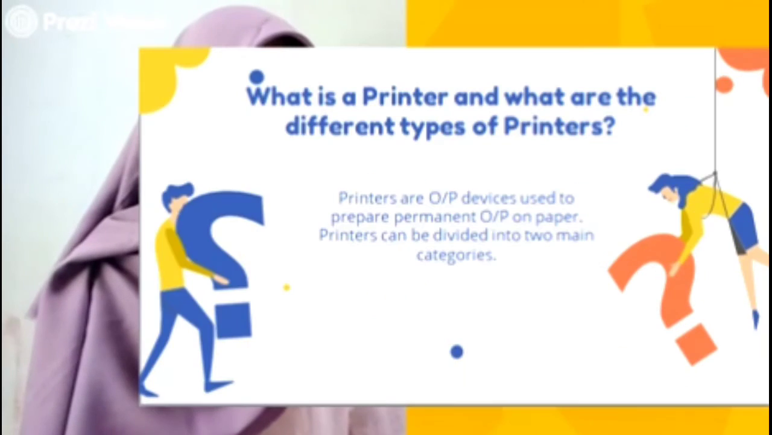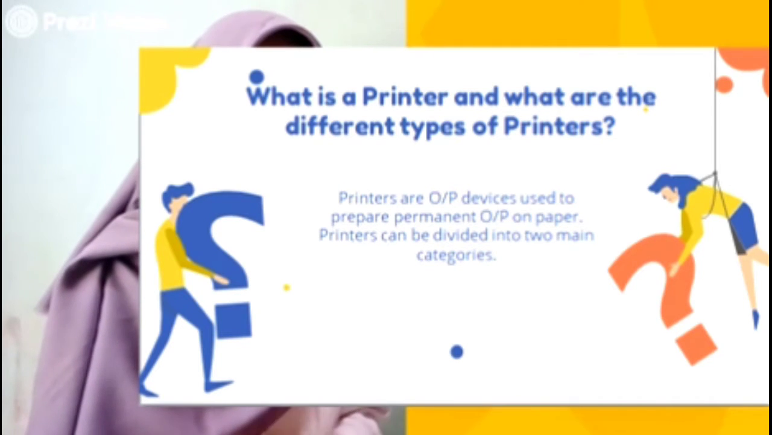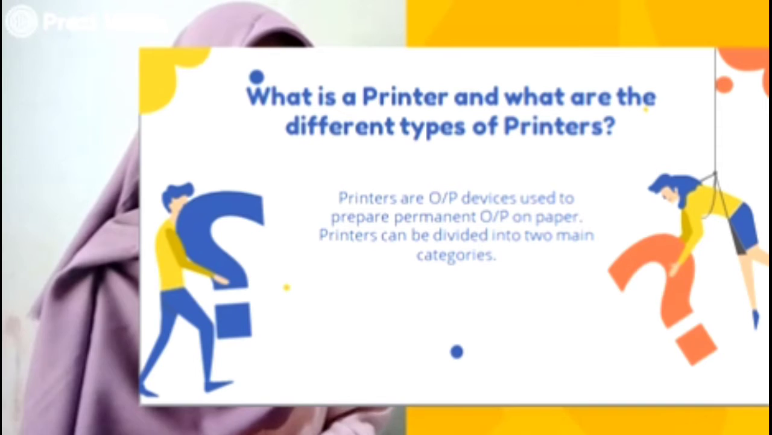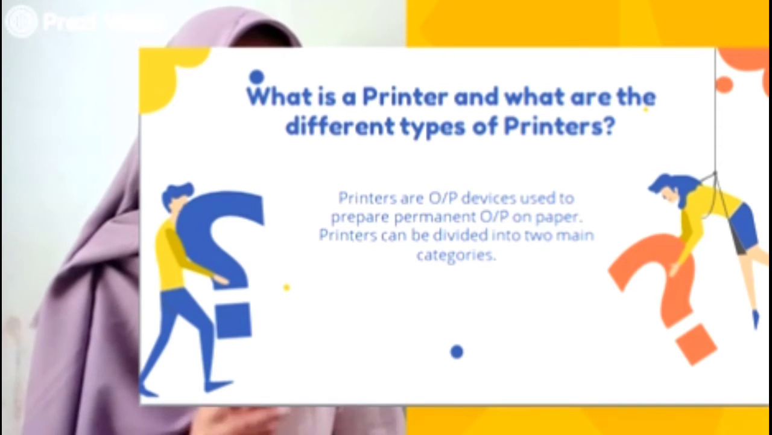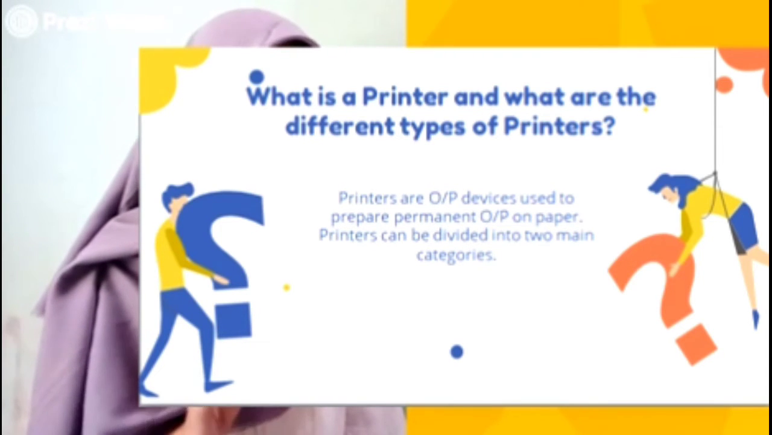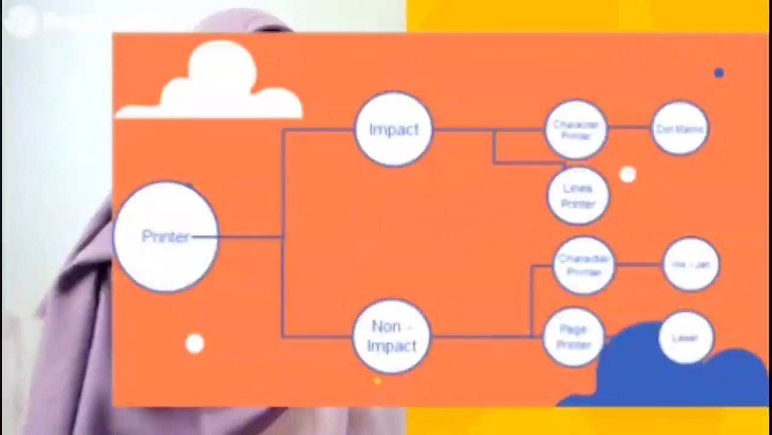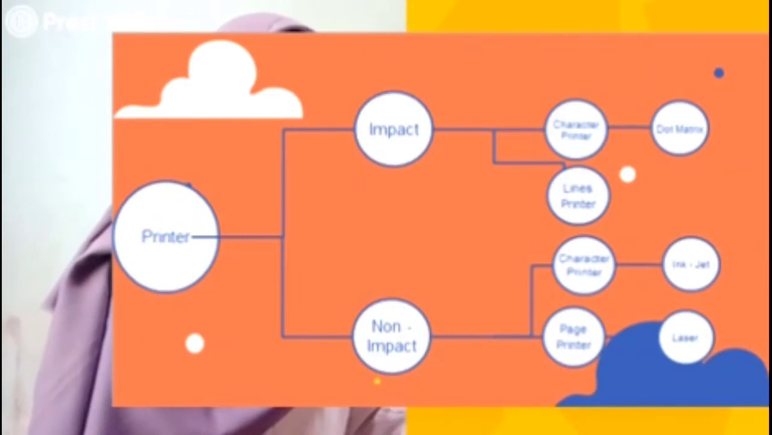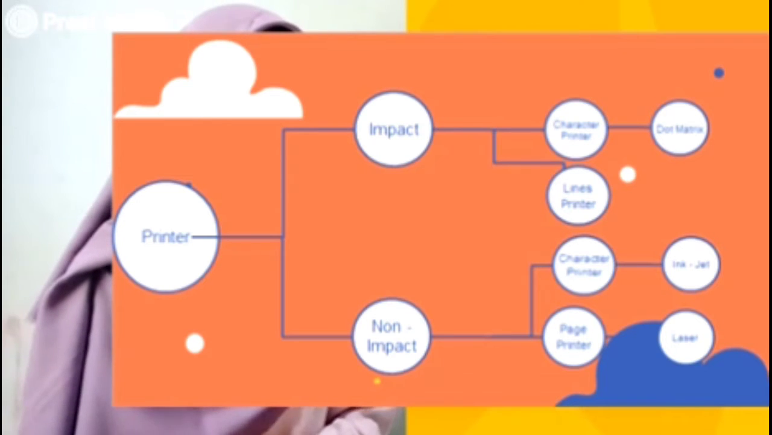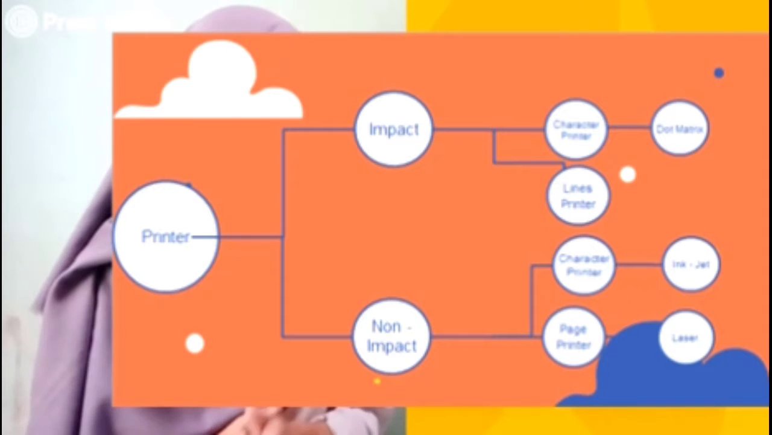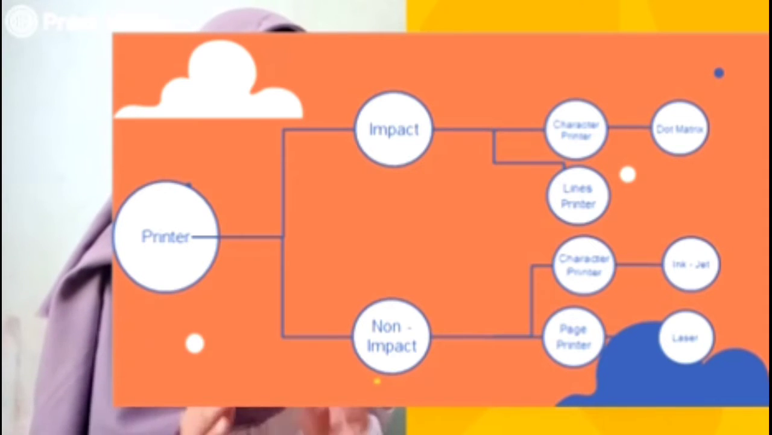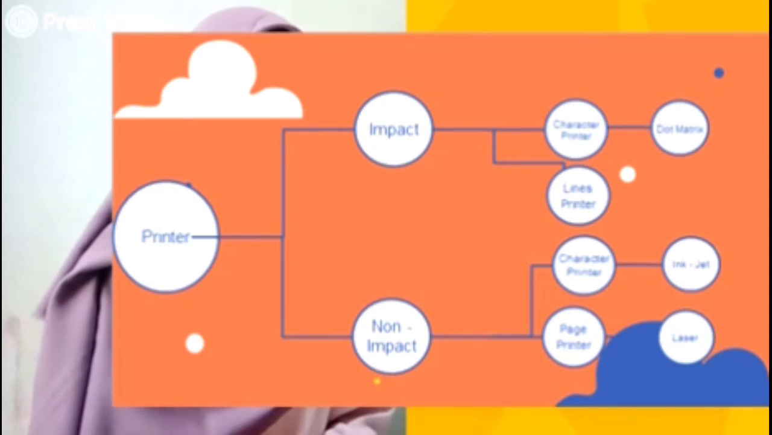What is a printer and what are the different types of printers? Printers are output devices used to prepare permanent output on paper. Printers can be divided into two main categories. The first is impact printers. In these, hammers or pins strike against a ribbon and paper to print the text. This mechanism is known as an electromechanical mechanism. They are of two types.